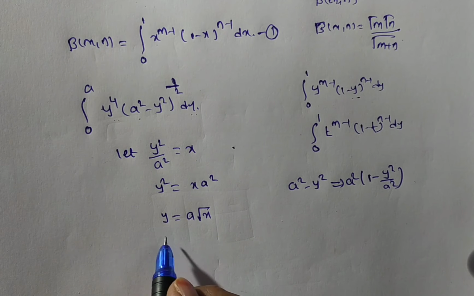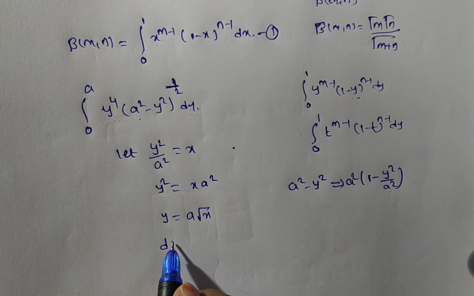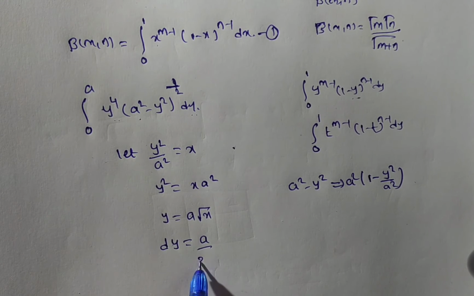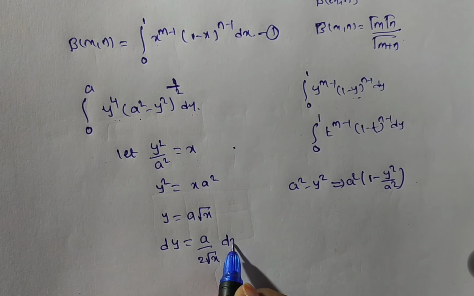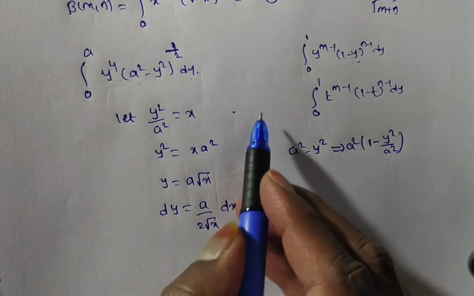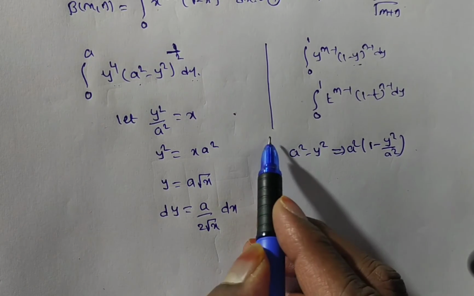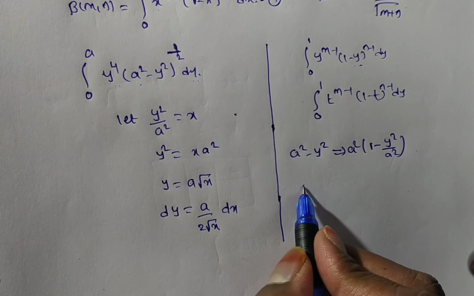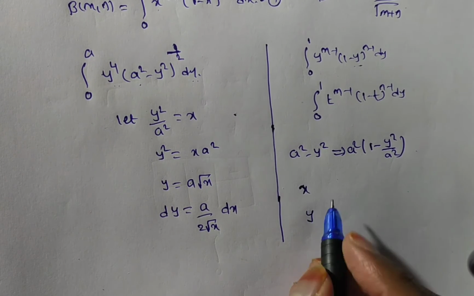Now the y value you have to convert into dx. Converting into dx is nothing but differentiating on both sides, then dy is equal to a into root x, derivative 1 by 2 root x into dx. That's it. What about the limits now? Limits also we have to change. See friends, what I am writing on the right side, all these are important to solve this problem. Remember this one. Now x limits are written, y limits we have to find.